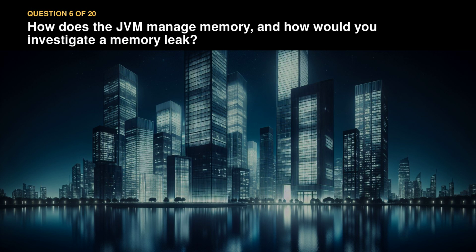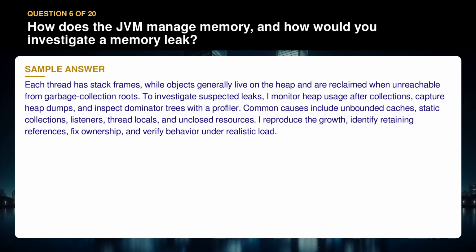Question 6. How does the JVM manage memory, and how would you investigate a memory leak? Each thread has stack frames, while objects generally live on the heap and are reclaimed when unreachable from garbage collection roots. To investigate suspected leaks, I monitor heap usage after collections, capture heap dumps, and inspect dominator trees with a profiler. Common causes include unbounded caches, static collections, listeners, thread locals, and unclosed resources. I reproduce the growth, identify retaining references, fix ownership, and verify behavior under realistic load.